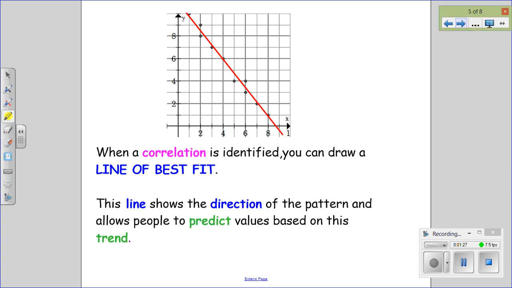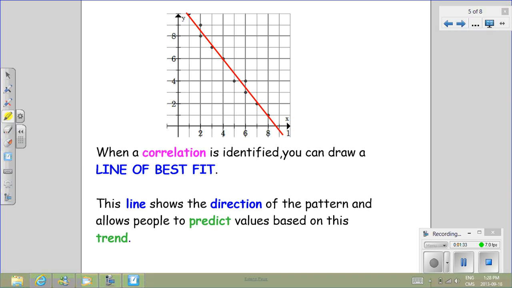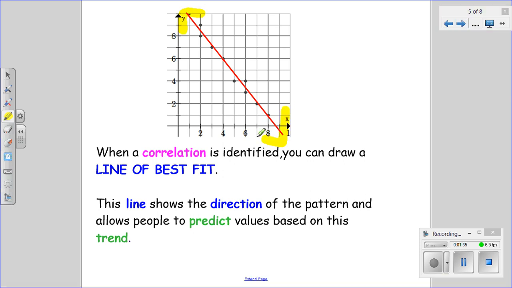Now, when a correlation does exist, you could draw what's called a line of best fit. If you look at the red line that you see on your page right here, it's passing through a few of the points. The rest of the points are scattered above and below the line, evenly spaced pretty much above and below the line.